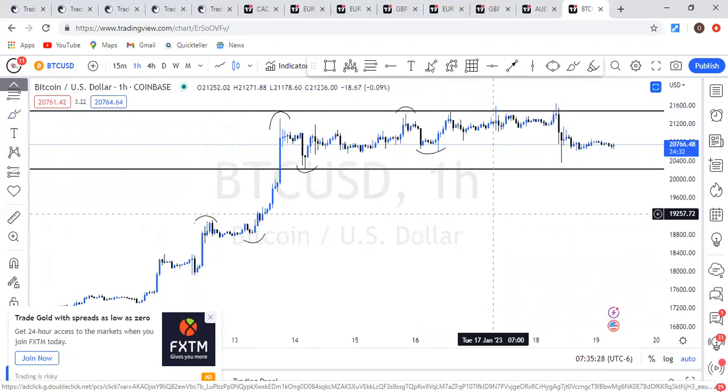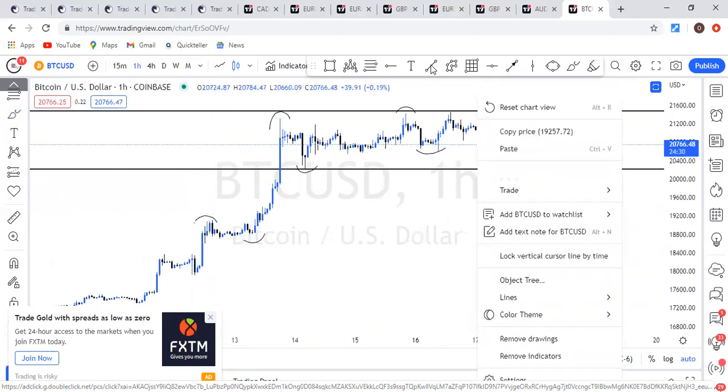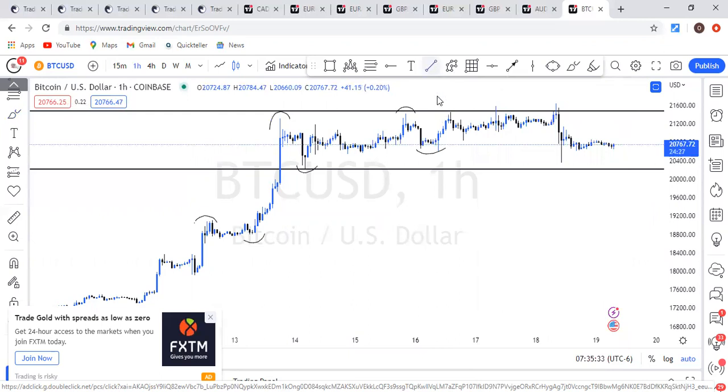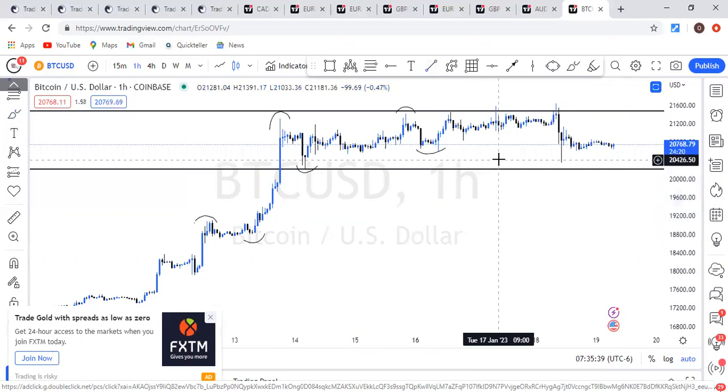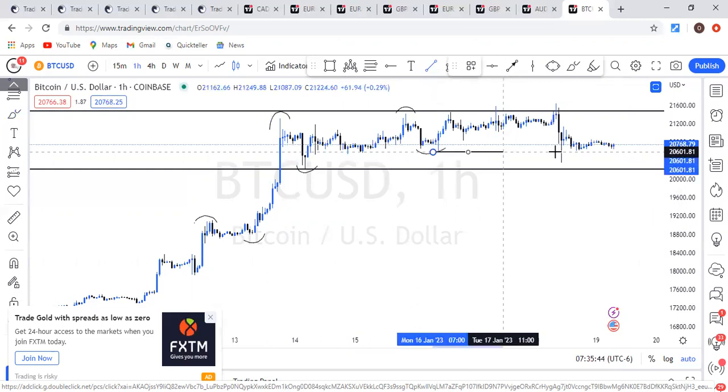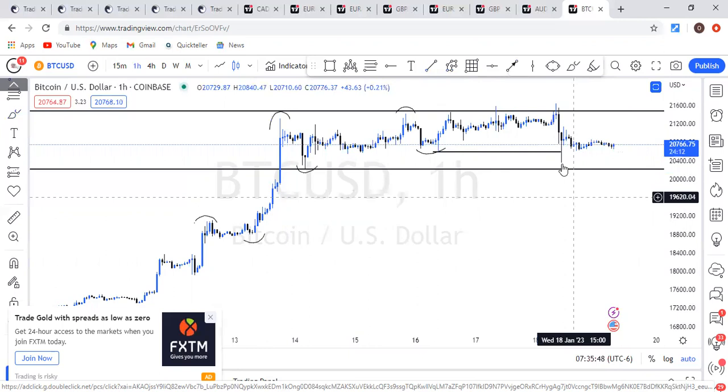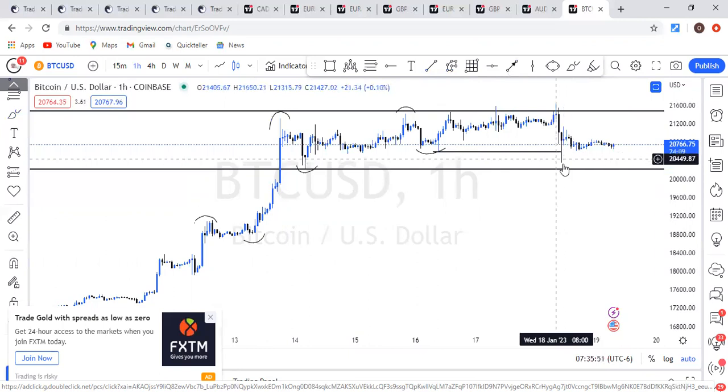We have this low. But one thing you have to understand is, for me to have a valid break, I'm not looking for a weak break like this. I like to see a full body break, not something like this. This could be a sweep of liquidity, because it's just an ordinary weak one.